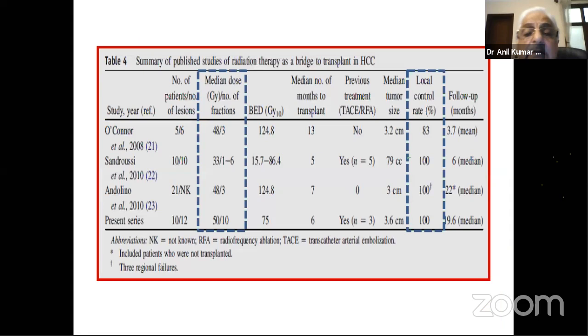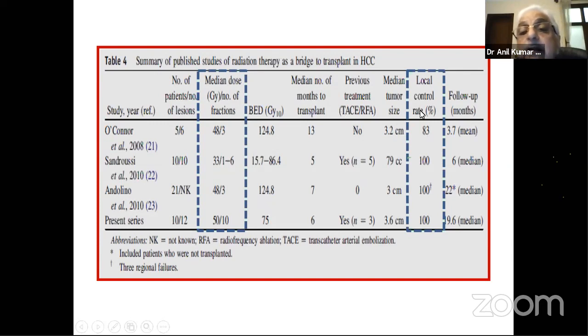This is the thing I was talking about, how to see a pathological response. So these patients, as I was talking previously, that had quoted 4 series. This is the radiation which was used as a bridge to transplant in hepatocellular carcinoma. So the dose was about 48 gray to 50 gray in 5 to 8 fractions. And then they were waiting for transplant and then they underwent transplant.